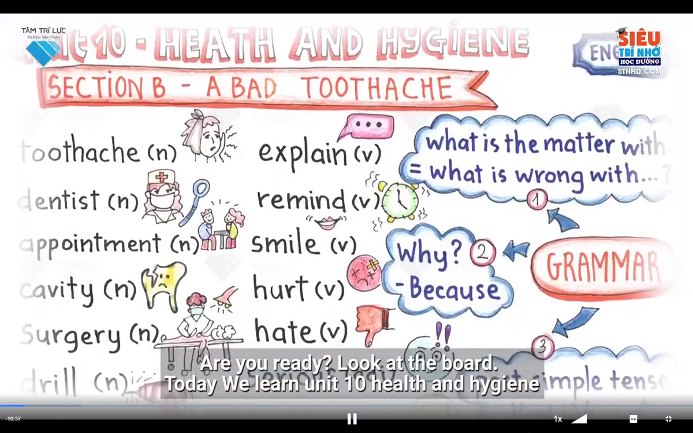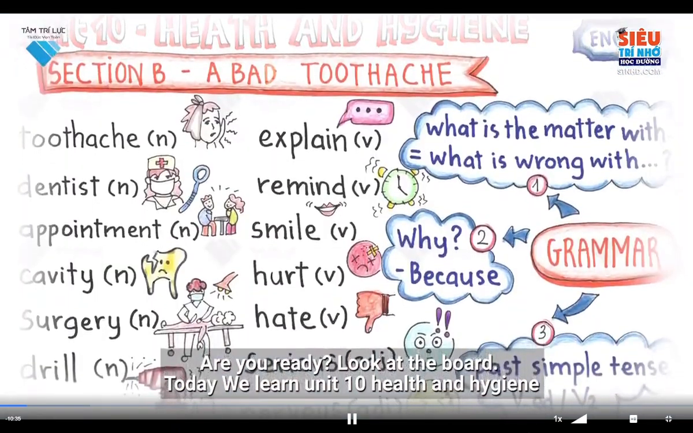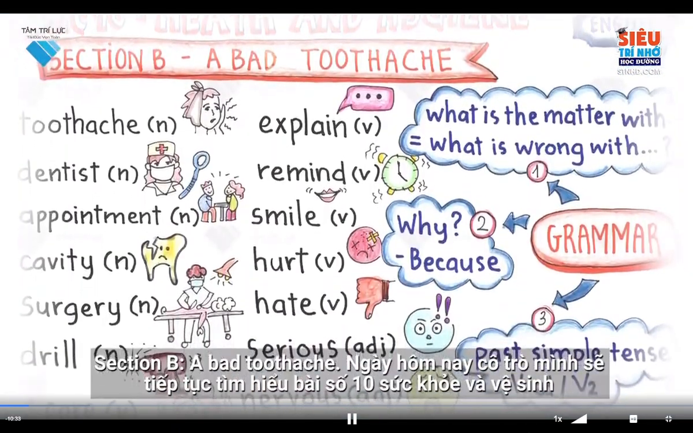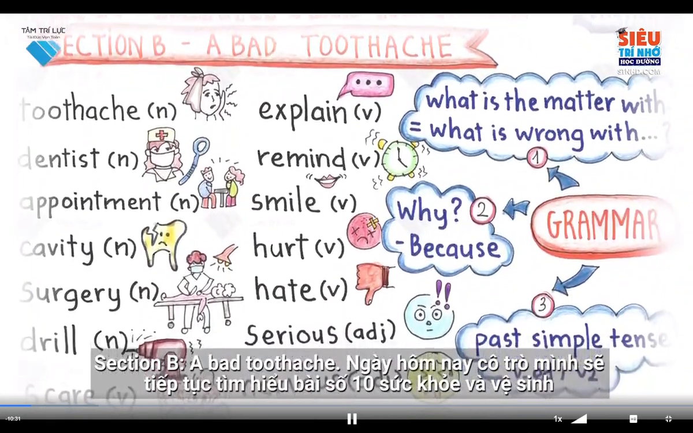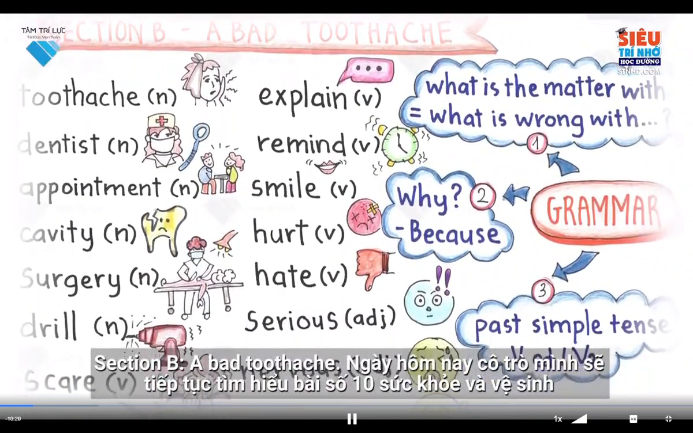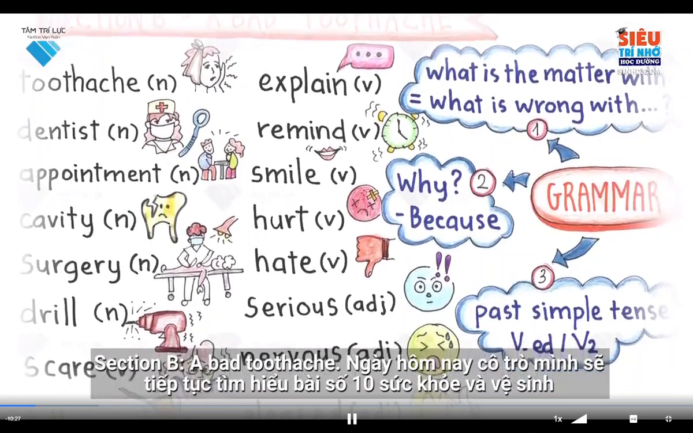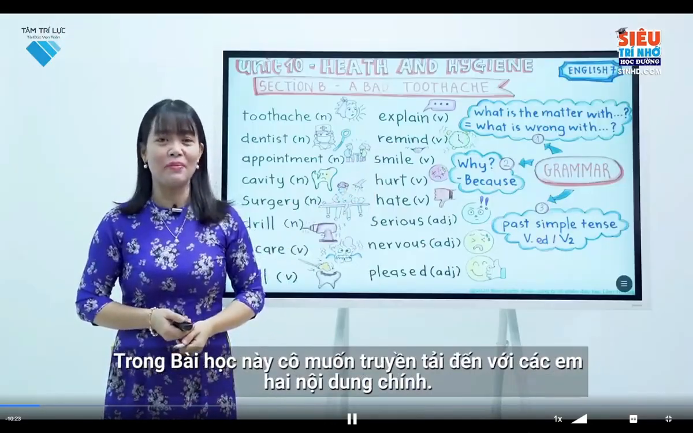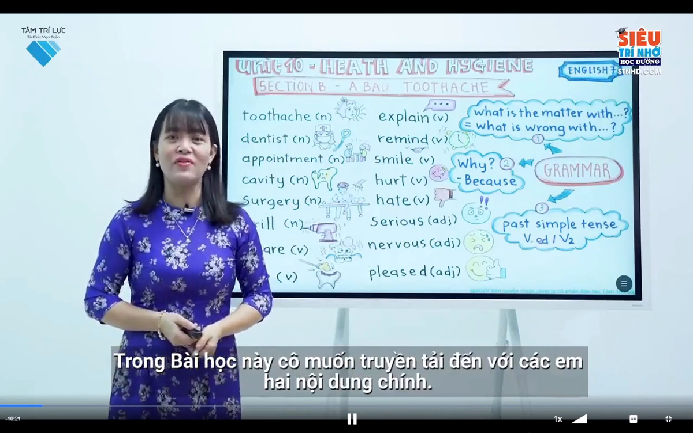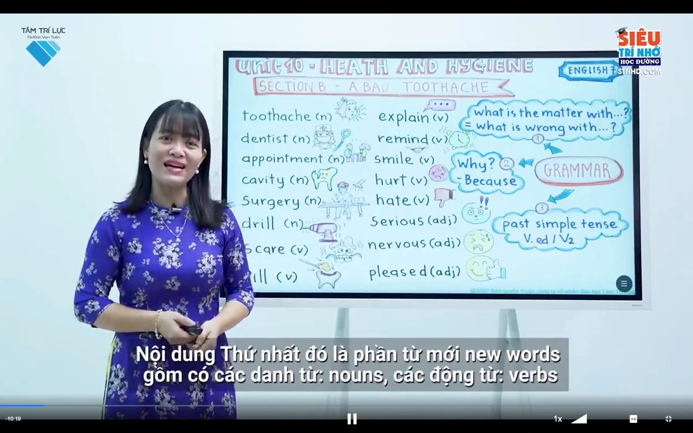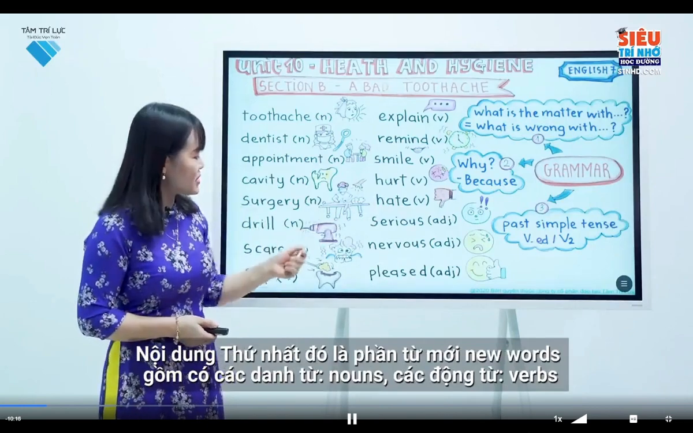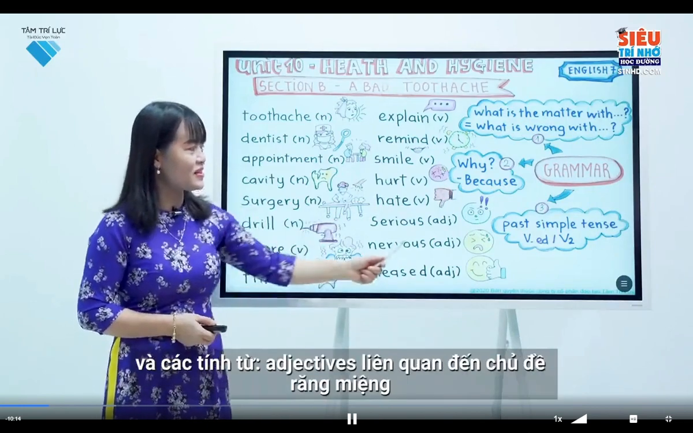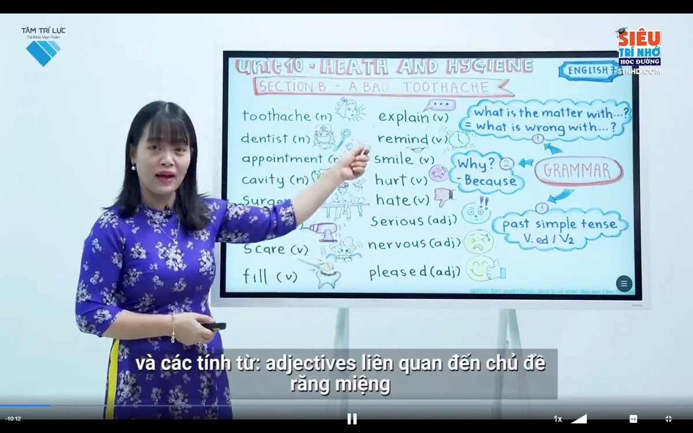Today, we learn Unit 10, Health and Hygiene. Section B, a bad toothache. Today, we will continue to learn lesson number 10, Health and Hygiene. In today's lesson, I want to teach about two main parts. The first part is the new words, which include nouns, verbs, and adjectives related to the teeth topic.